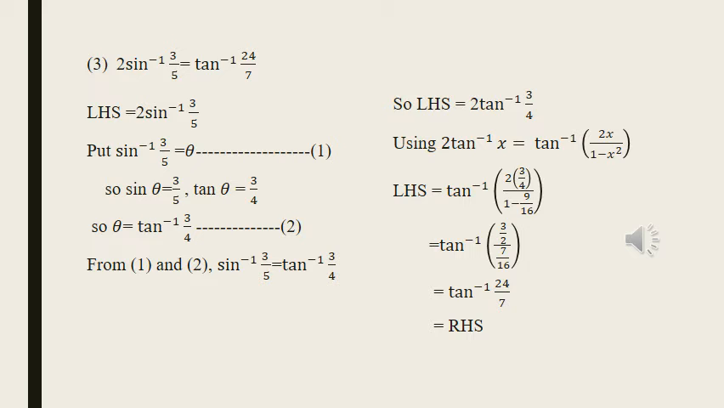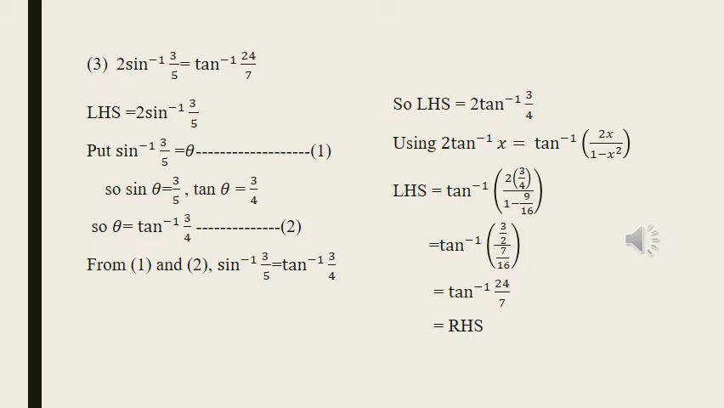So the left hand side is 2 tan inverse 3 by 4, and we have the formula 2 tan inverse x equal to tan inverse of 2x by 1 minus x square. Here x is 3 by 4. On simplification, we get it is equal to tan inverse 24 by 7. Did you understand, children?